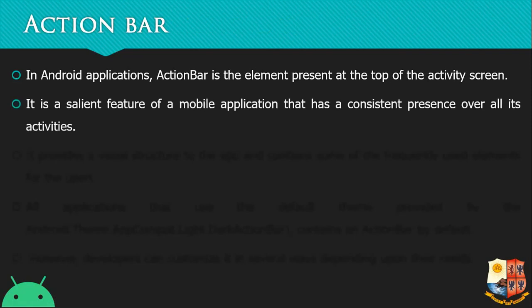It is a very important feature of a mobile application. It has a consistent presence over all its activities. For example, if you take WhatsApp, Telegram, Gmail, you see that the action bar will be there in all the activities. It will not be missing in any activity.